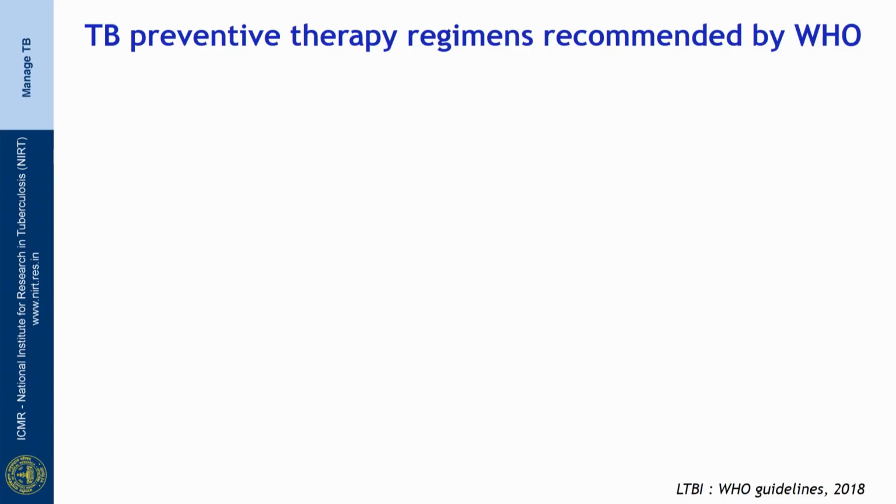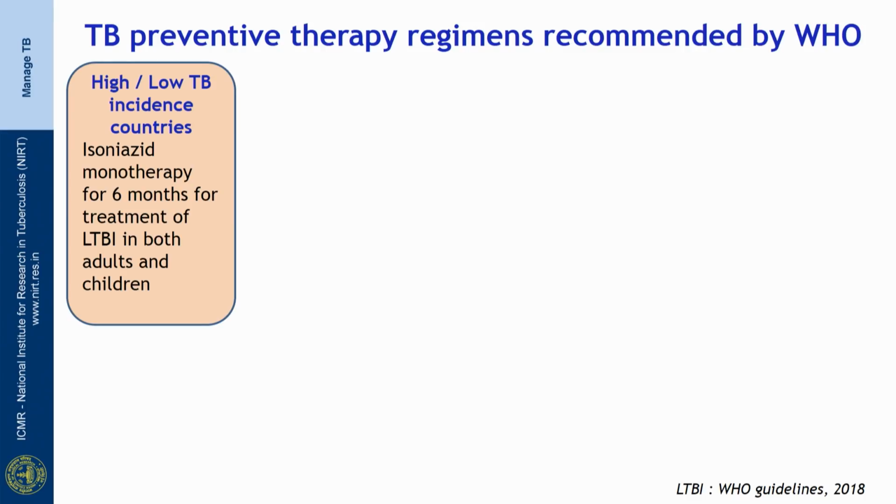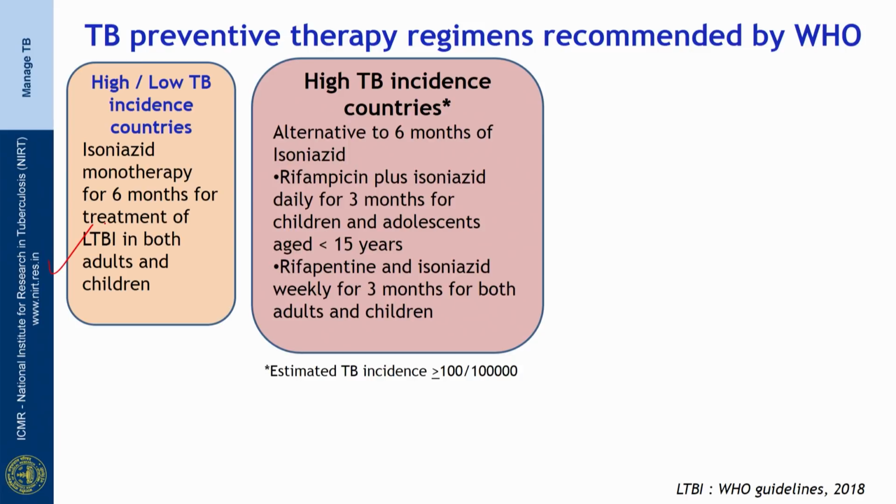What is the regimen recommended by WHO for TB preventive therapy? In both high and low TB incidence countries, WHO recommends Isoniazid monotherapy for a duration of 6 months for treatment of LTBI in both adults and children. In high TB incidence countries, that is where the estimated TB incidence is more than or equal to 100 per lakh population, alternatively to the 6 months of Isoniazid, rifampicin plus Isoniazid daily for 3 months for children and adolescents aged less than 15 years is recommended.